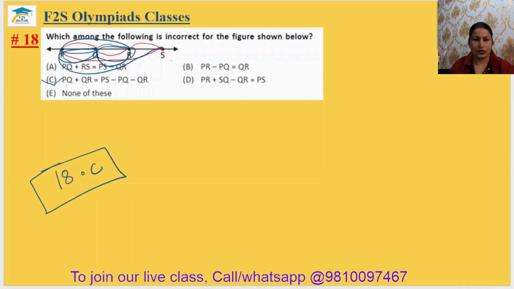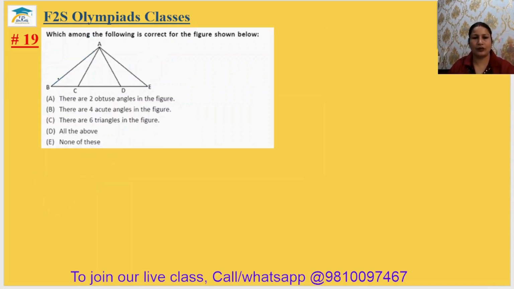Okay. Question number 19. Which among the following is correct for the figure shown below? There are 2 obtuse angle triangles in the figure. So look, angle BAD is obtuse angle, I am writing here angle BAD, angle CAE, angle BAE, more than 2, it cannot be correct.